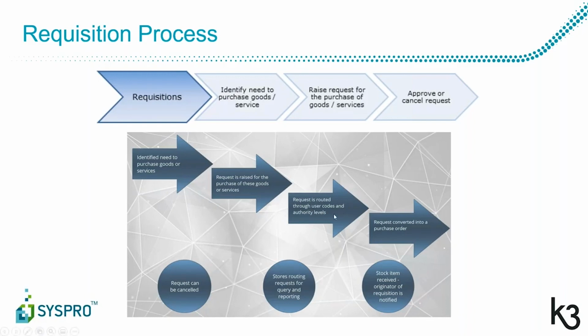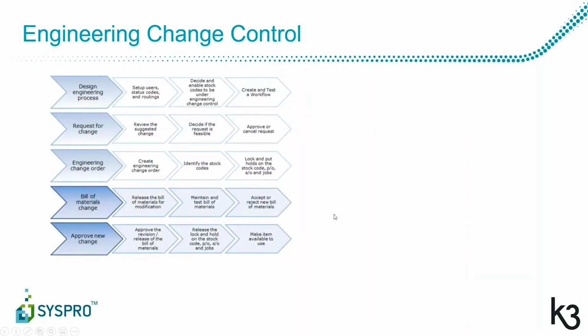Another example of a system flow is engineering change control. When you have design changes within your bill of material, you have the ability to cover that directly from the engineering change control, from designing, requesting a change, updating your bill of material, to approving. Another example of a system flow directly.